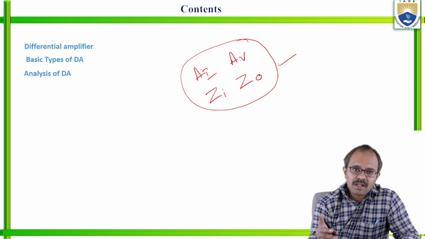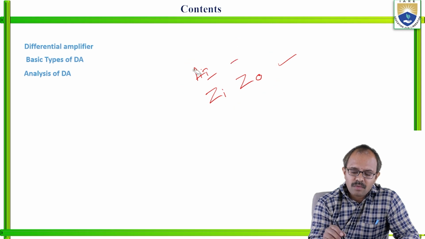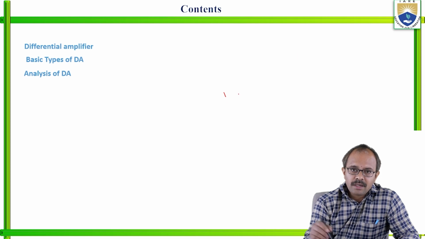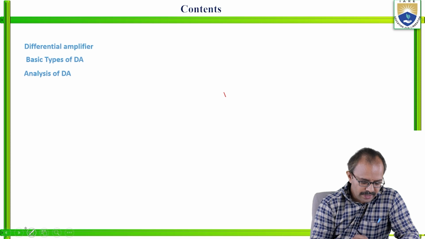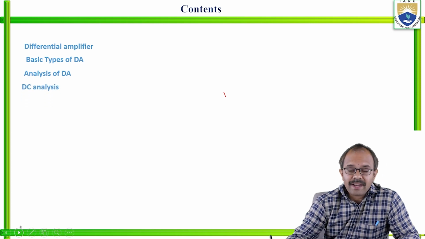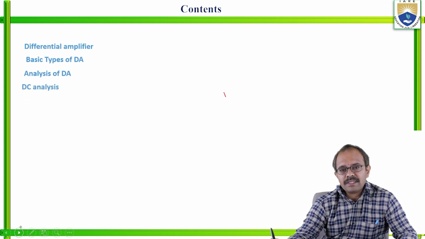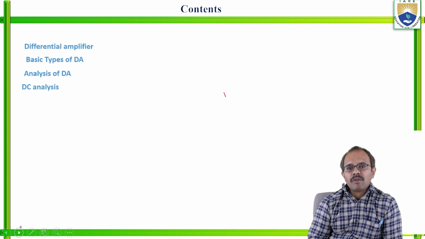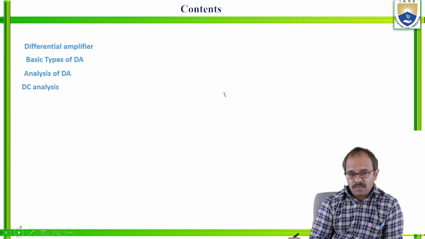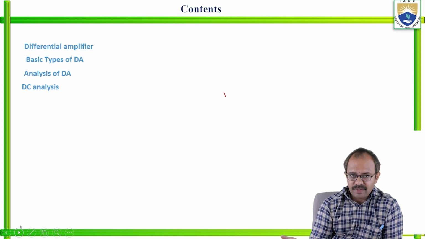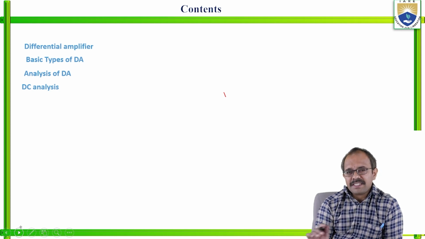Similarly, what are the basic components of interest for this particular differential amplifier? The same things we are going to determine. And then if you look at the next one, it is the analysis. Once again we will go back to the amplifier and see what is meant by the analysis. What are the different ways to perform the analysis of a differential amplifier? It is a standard one actually.